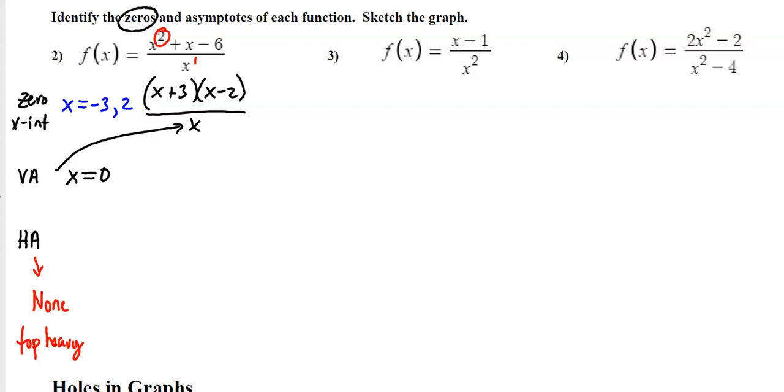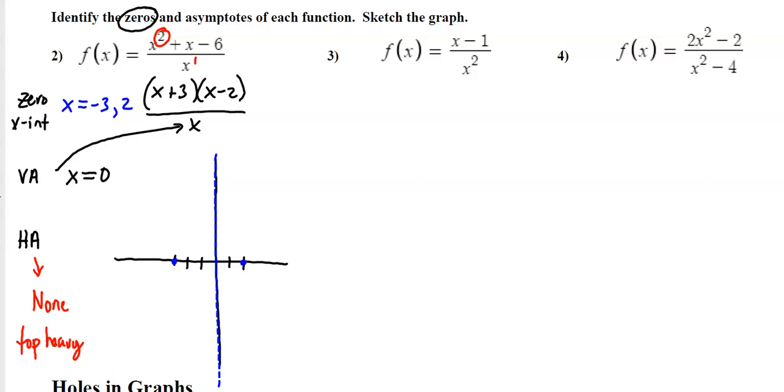Now, we really don't have a lot to graph from just that information, but we have a bit of a start. So I have my graph, and I have zeros at -3 and 2. So I do know it crosses there and it crosses there. And where's my vertical asymptote? Well, my vertical asymptote is at 0. So I can put that on the grid.